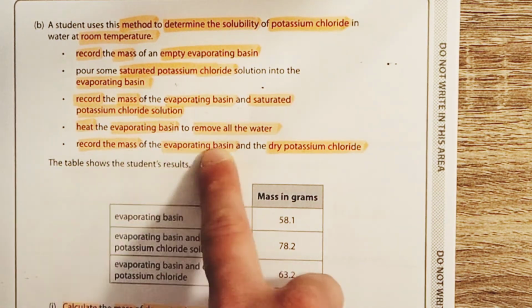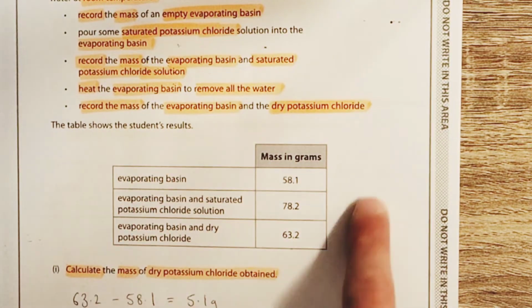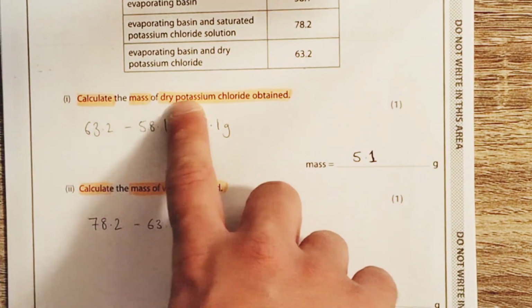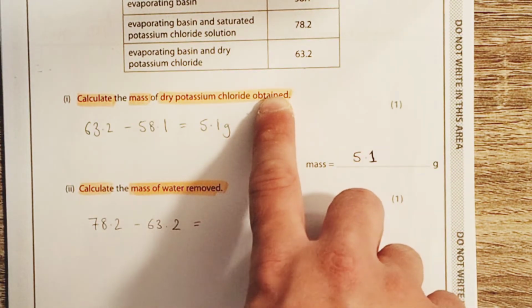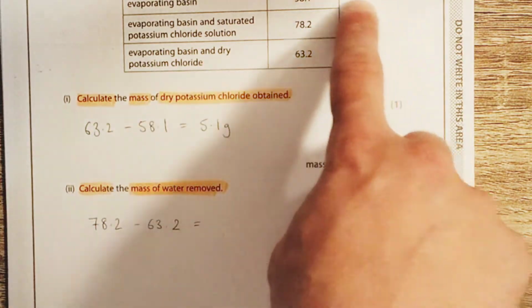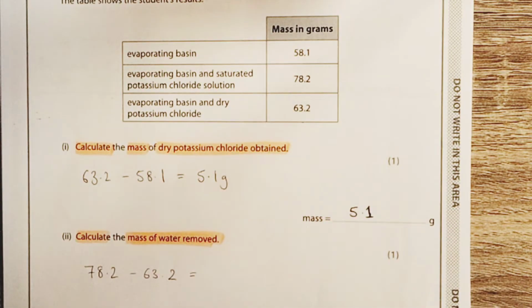Then re-record the mass of the evaporating basin with the dry potassium chloride once all the water's gone. They recorded their data in a table like so, and they're being asked to calculate two things. First, calculate the mass of dry potassium chloride obtained. Well, that would be by taking the mass of the evaporating basin and the dry potassium chloride and taking away the mass of just the evaporating basin itself. So you're left with the mass of just the dry solid.